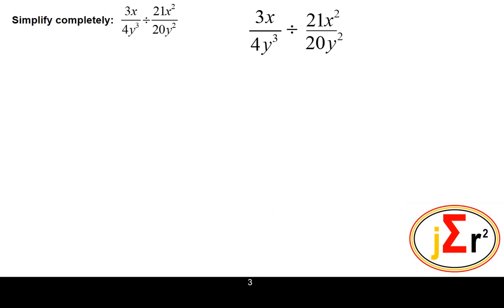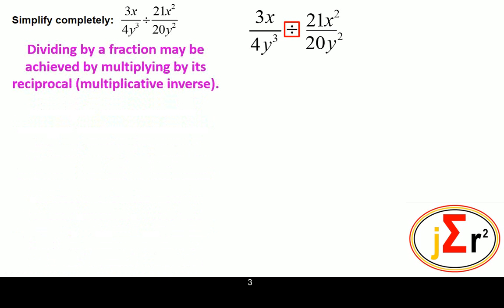So there we have the two fractions, and we are dividing one by the other. The first fraction is the dividend, the second one is the divisor, the one that we are dividing by. That is the one whose reciprocal we should multiply by. So there we have our division sign. Dividing by a fraction may be achieved by multiplying by its reciprocal. Another name for its reciprocal is multiplicative inverse. Multiply by its multiplicative inverse.